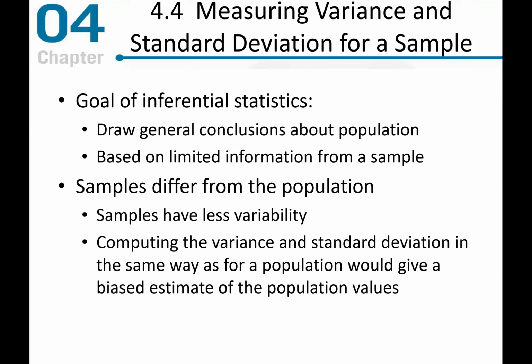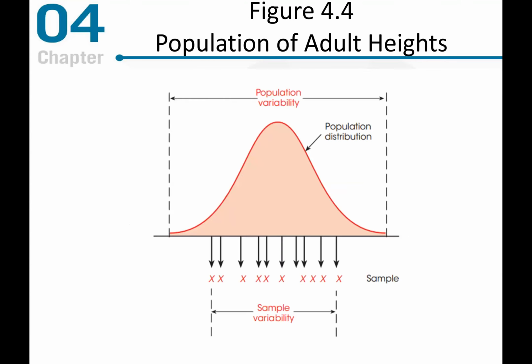So samples are going to differ from the population that they came from. We noticed that in week 1 when we talked about sampling error. Samples tend to have less variability than the populations that they came from. So if we computed the variance and the standard deviation in the same way as for a population, it would give us what we would call a biased estimate of the population values. So we can't measure it the same way.